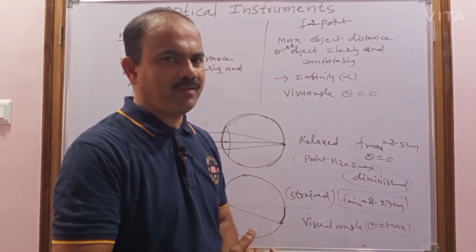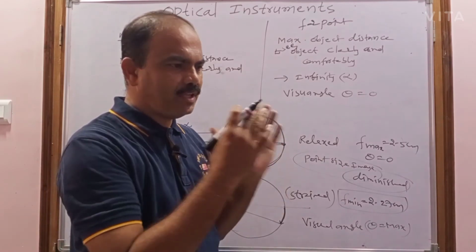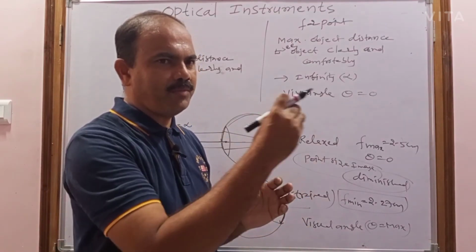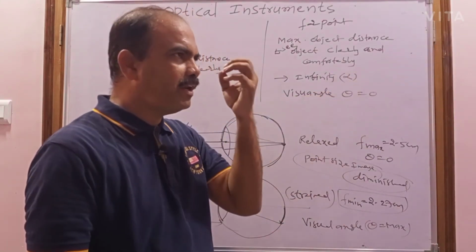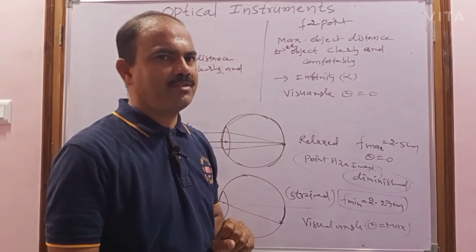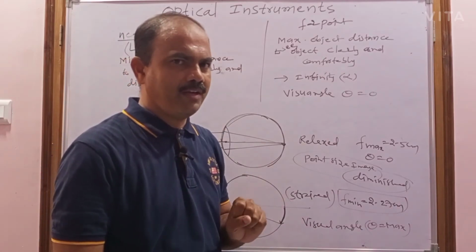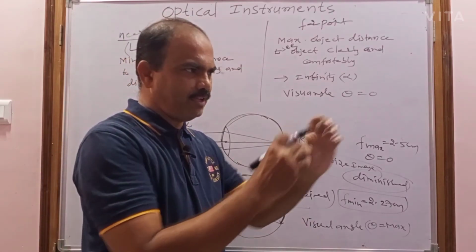So what is the use of the optical instrument? By using the optical instrument, we can form the image of the object at infinity. Due to that, our eye will be relaxed. That is the use of the optical instrument. With the help of the optical instrument, we can form the image of an object placed somewhere.